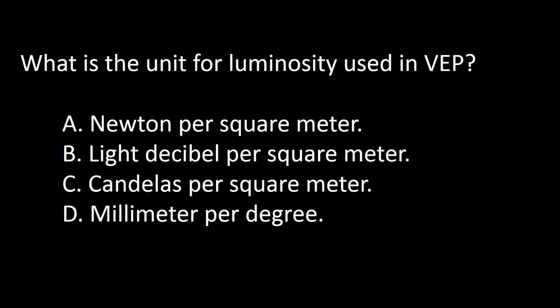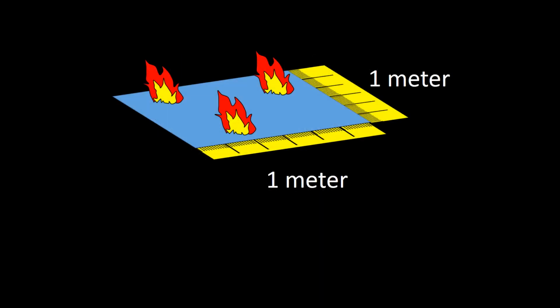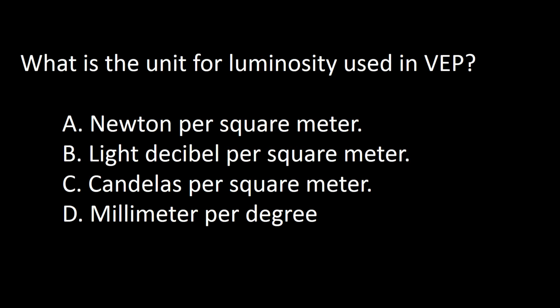Next question. What is the unit for luminosity used for visual evoked potentials? A. Newton per square meter. B. Light decibel per square meter. C. Candelas per square meter. D. Millimeters per degree. The unit that we use for visual evoked potential to indicate light is given in candelas per square meter. So the answer to this question is C.